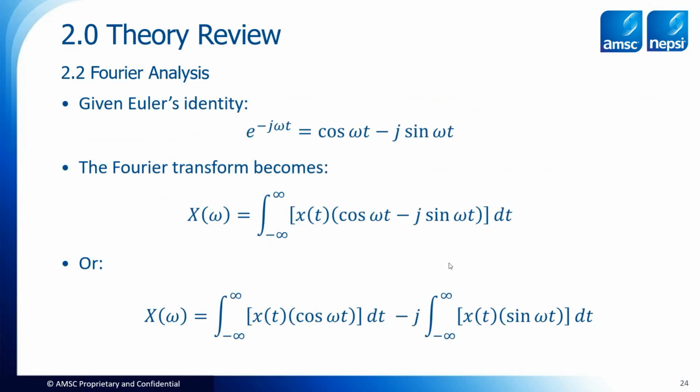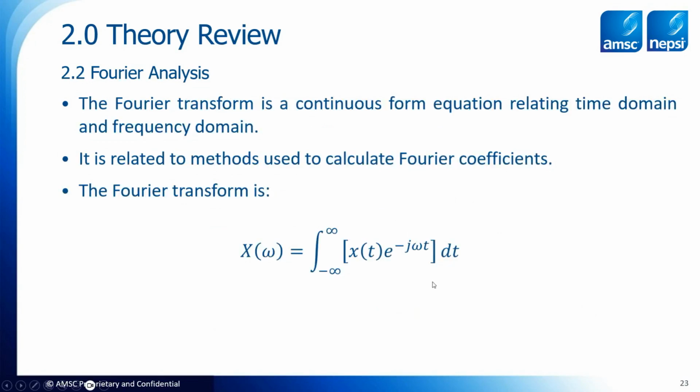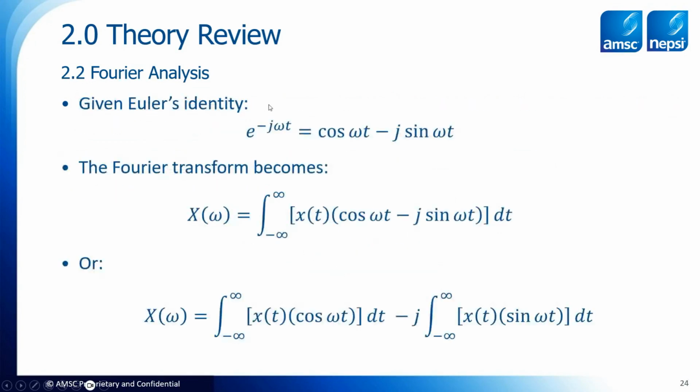Now, there's another identity that we could spend a lot of time trying to prove, but let's just use it as a tool here. e to the minus j omega t, which is in this equation, happens to be, by Euler's identity, cosine omega t minus j sine omega t. If we substitute that into the Fourier transform, we get x of t times cosine and j sine. And with integration methods, if we have an add or a subtract here, we can break it into two separate integrals: an integral of this part and an integral of that part.